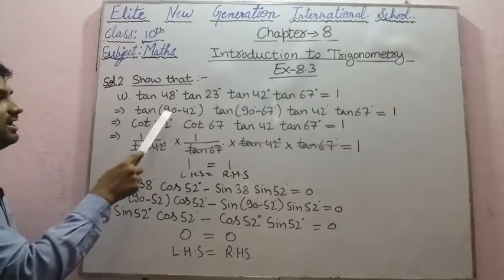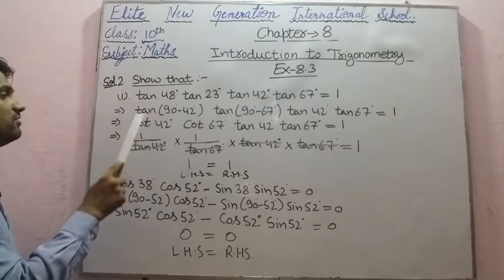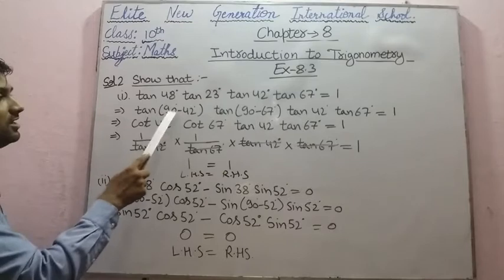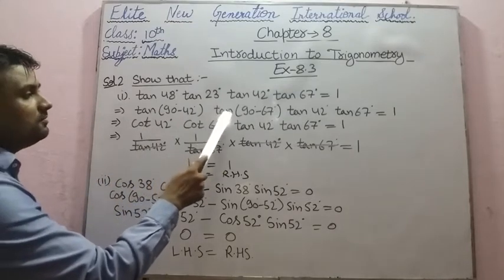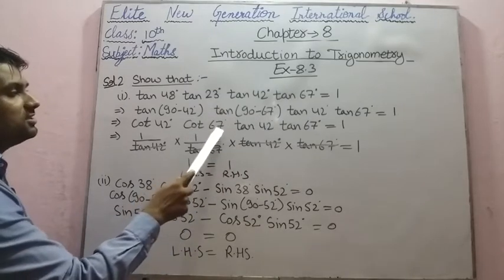So here tan(90 minus 42), by using the formula tan(90 minus a) will become cot a, so it will be cot 42. Similarly tan(90 minus 67) will be cot 67.